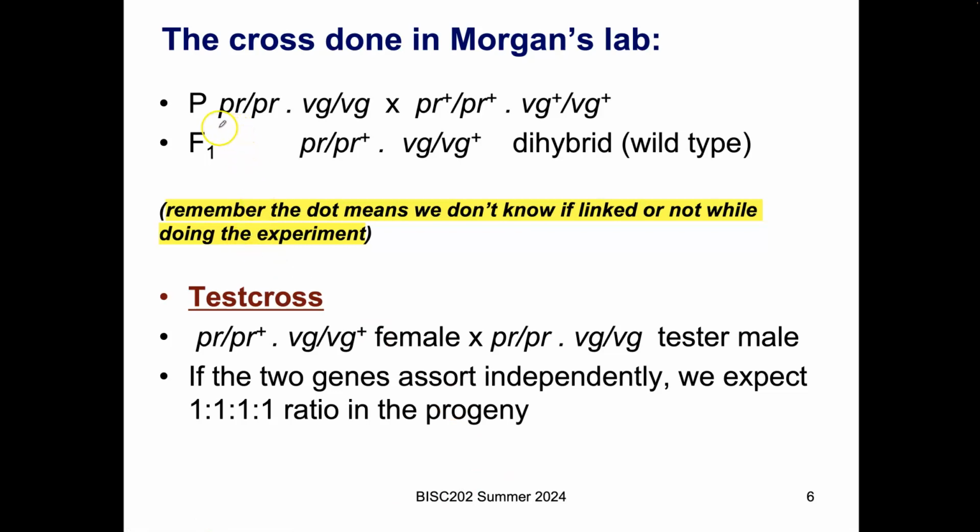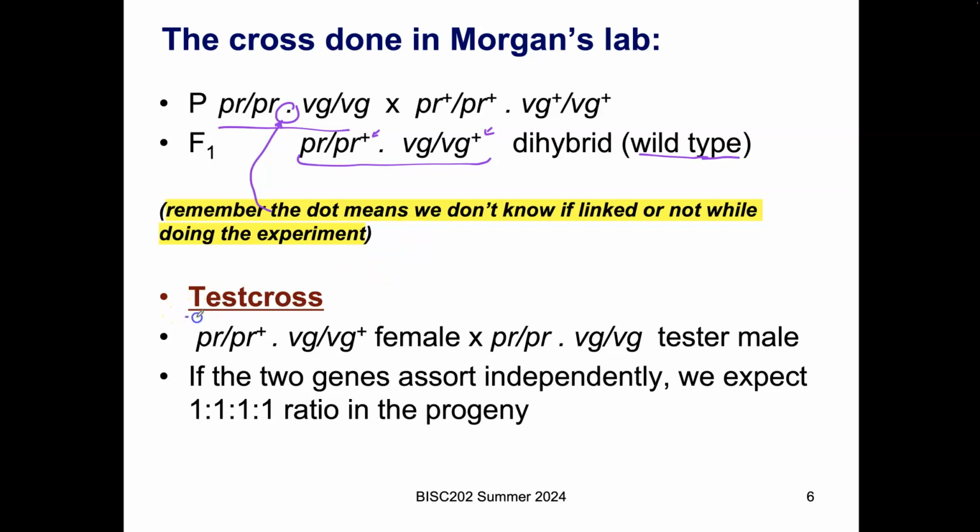And they did this cross. They took flies that were homozygous mutant for the 2 traits, crossed to wild type, and just remember this dot. I'm writing the cross this way because we don't know the linkage arrangement. We don't know if the genes are on the same chromosome or on different chromosomes. That's why the cross is being done, to find that out. And so when we write it before we get the results, we write it this way. We will change the notation depending on whether we find out that the genes are sorting independently or that they appear to be linked. And so the progeny are dihybrid. They're heterozygous for both genes, and they show the wild type phenotype. So that tells us that the wild type alleles are the dominant ones, and the mutant alleles are recessive.